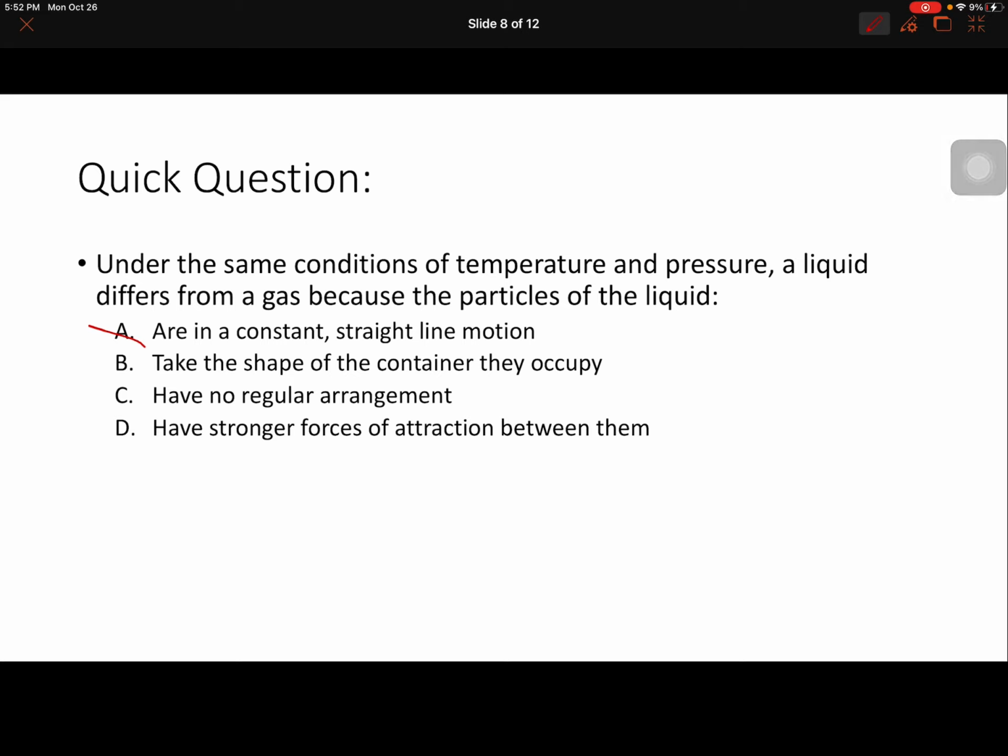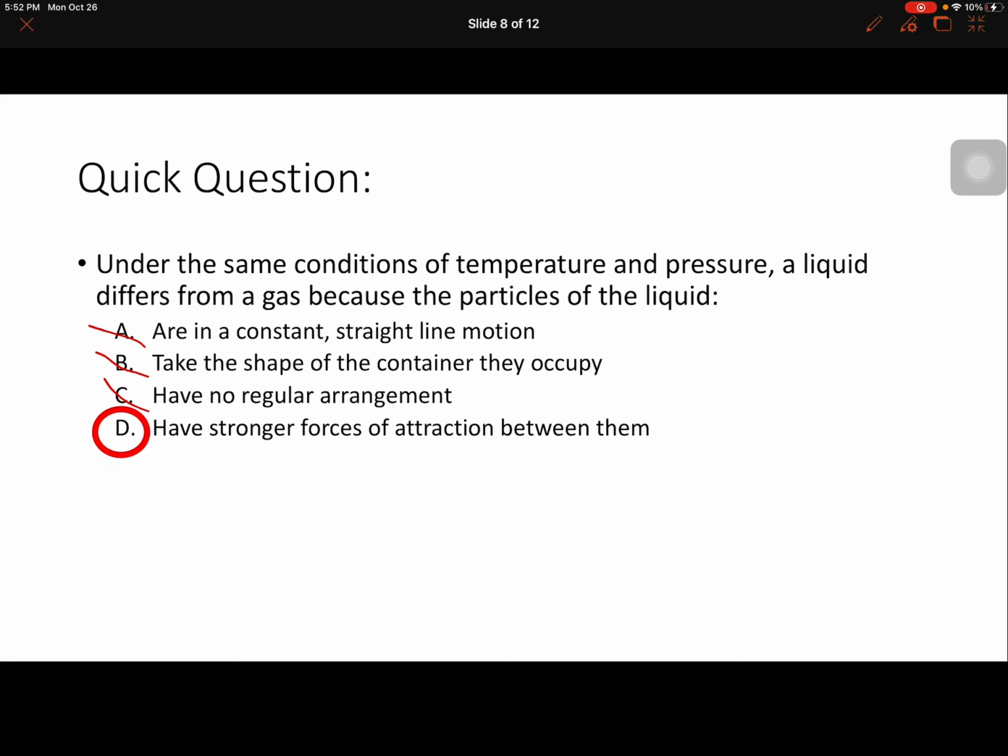B, they take on the shape of the container they occupy. Now we went over that a liquid and a gas have an indefinite shape. So because they both have this characteristic, B is out. C, they have no regular arrangement. C is also out. The reason why is because of the fact that they have so much space, they're able to move around constantly. The only one that has a regular arrangement would be a solid. So your answer is actually D.